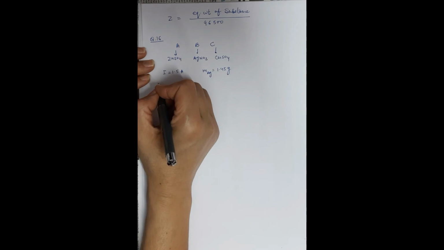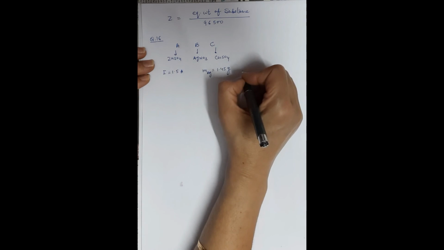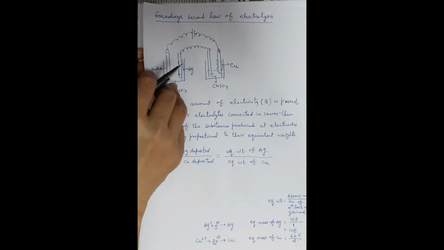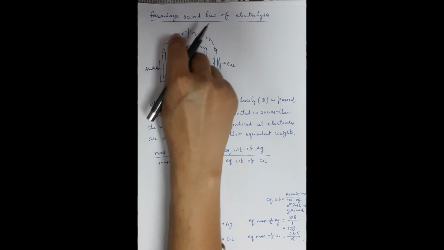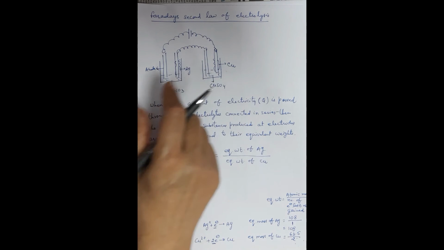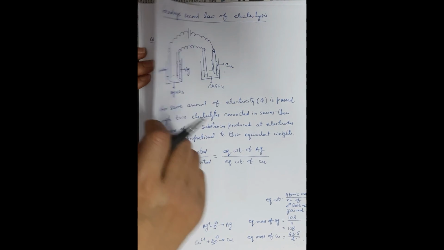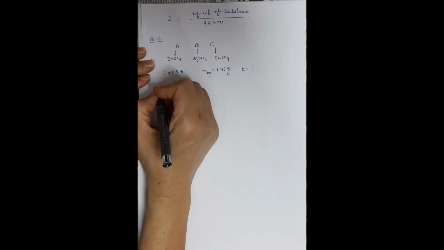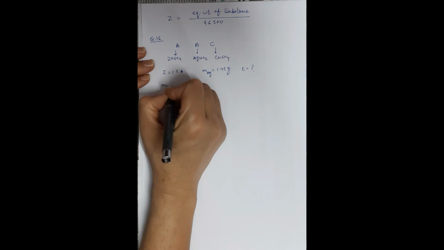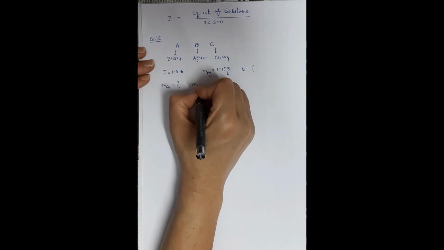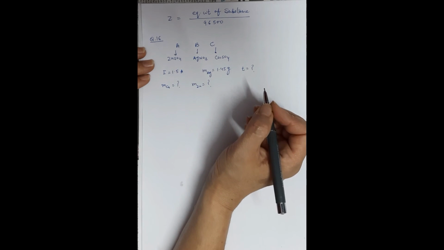and they are asking how long this current is passed. It means time we need to find out. When this is the circuit, 1.5 ampere current is passing through it, but for how long, what is the time interval in which this is passed, that we need to find out. And a few more things they are asking, like what mass of copper will be deposited and what mass of zinc will be deposited in this case.